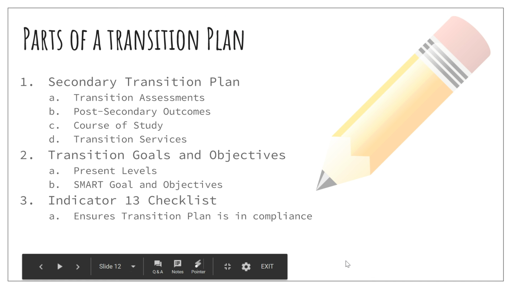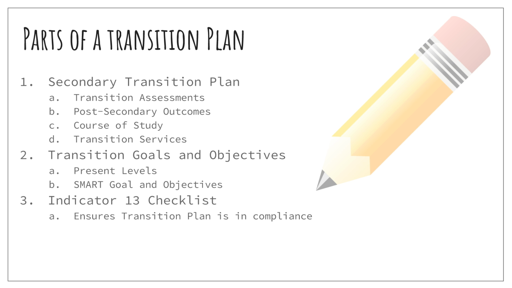There are many different parts of a transition plan. First, you start with a secondary transition plan page in probably your IEP software. In that secondary transition plan page, there's transition assessments where you talk about the assessments that that student has done, post-secondary outcomes, their course of study throughout their 4-year or more high school career, and transition services that that student will need.